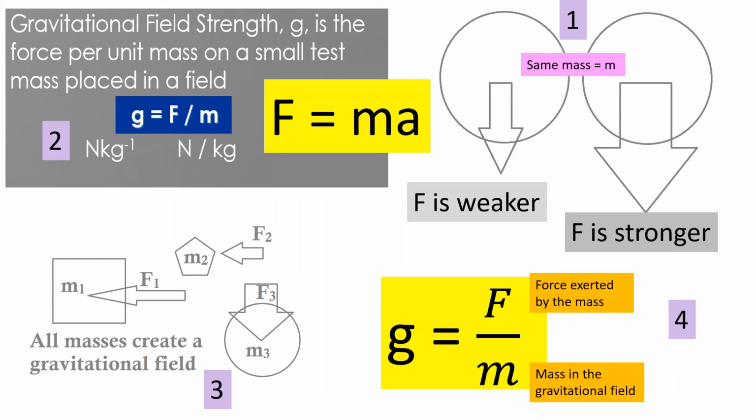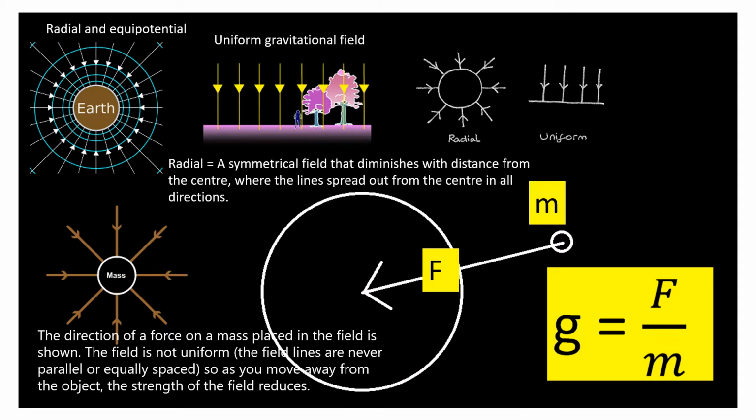Let's look at the second diagram, radial and equipotential. Let's have a look at the definition of radial. In the middle of the slide, it says a symmetrical field that diminishes with distance from the center, where the lines spread out from the center in all directions. The word radial is different from the word uniform. If you look at the diagram where it says uniform gravitational field, the word uniform means that the gravitational field lines are parallel to each other, and they're equidistant from each other.